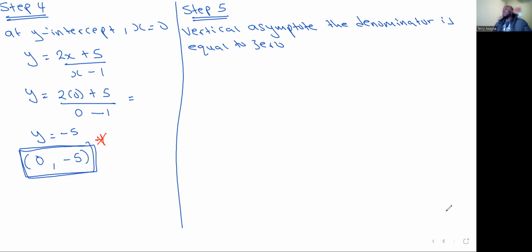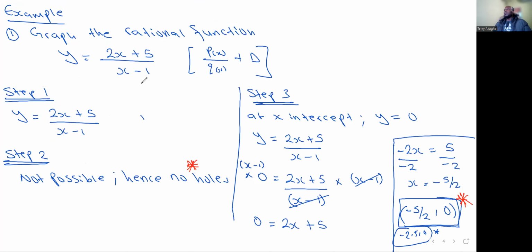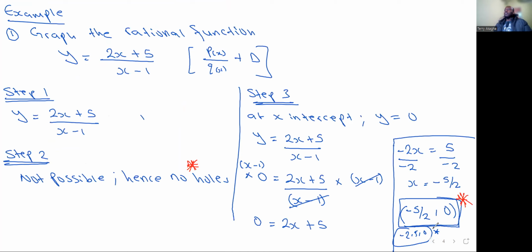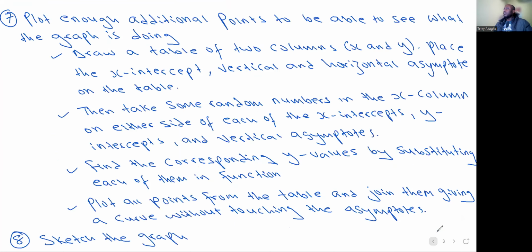So let's go back. What is the denominator? x minus 1. So x minus 1 equal to 0. Therefore, x will be equal to what? 1. So we found the vertical asymptote for this. The next thing, step 6. After finding the vertical asymptote, the next thing we need to find is the horizontal asymptote.